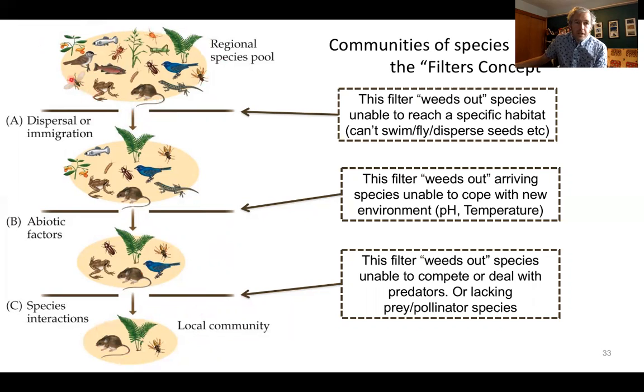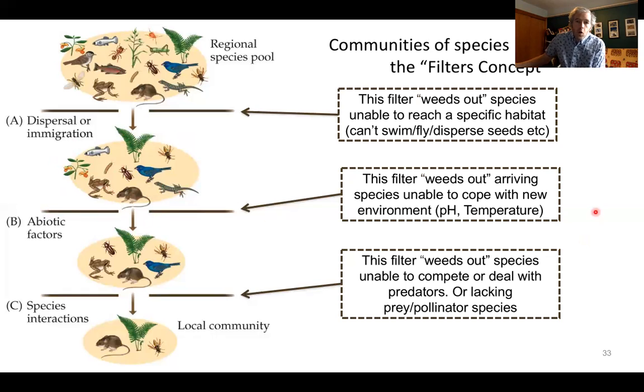The first filter a species has to get through is the dispersal or immigration filter. This filter weeds out any species unable to reach a specific habitat, i.e. it can't swim, fly, disperse seeds, etc. So if you live in one place, but you are unable to, for example, cross a mountain range, cross a river, or move through an area of desert, if you're unable to cross into this habitat, this dispersal or immigration filter weeds you out.